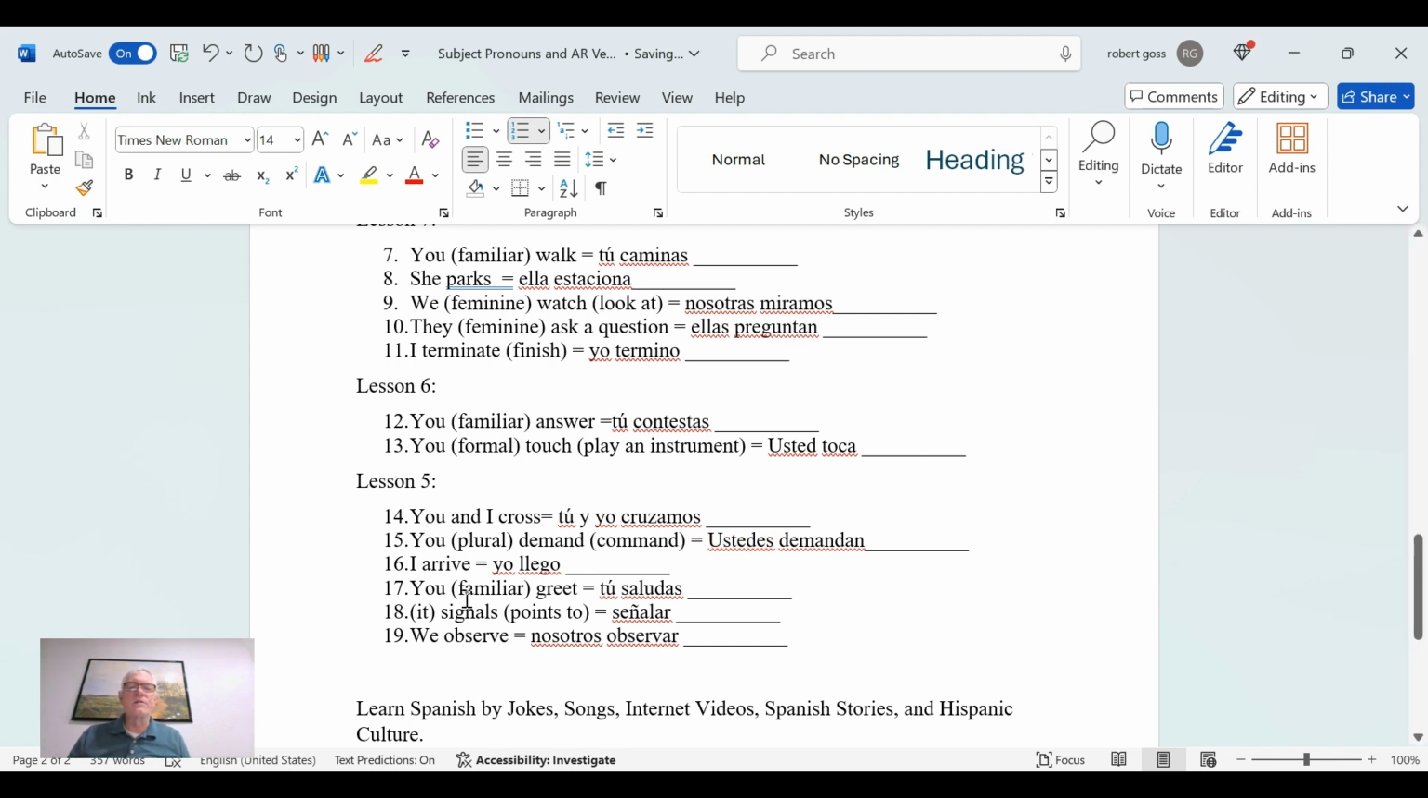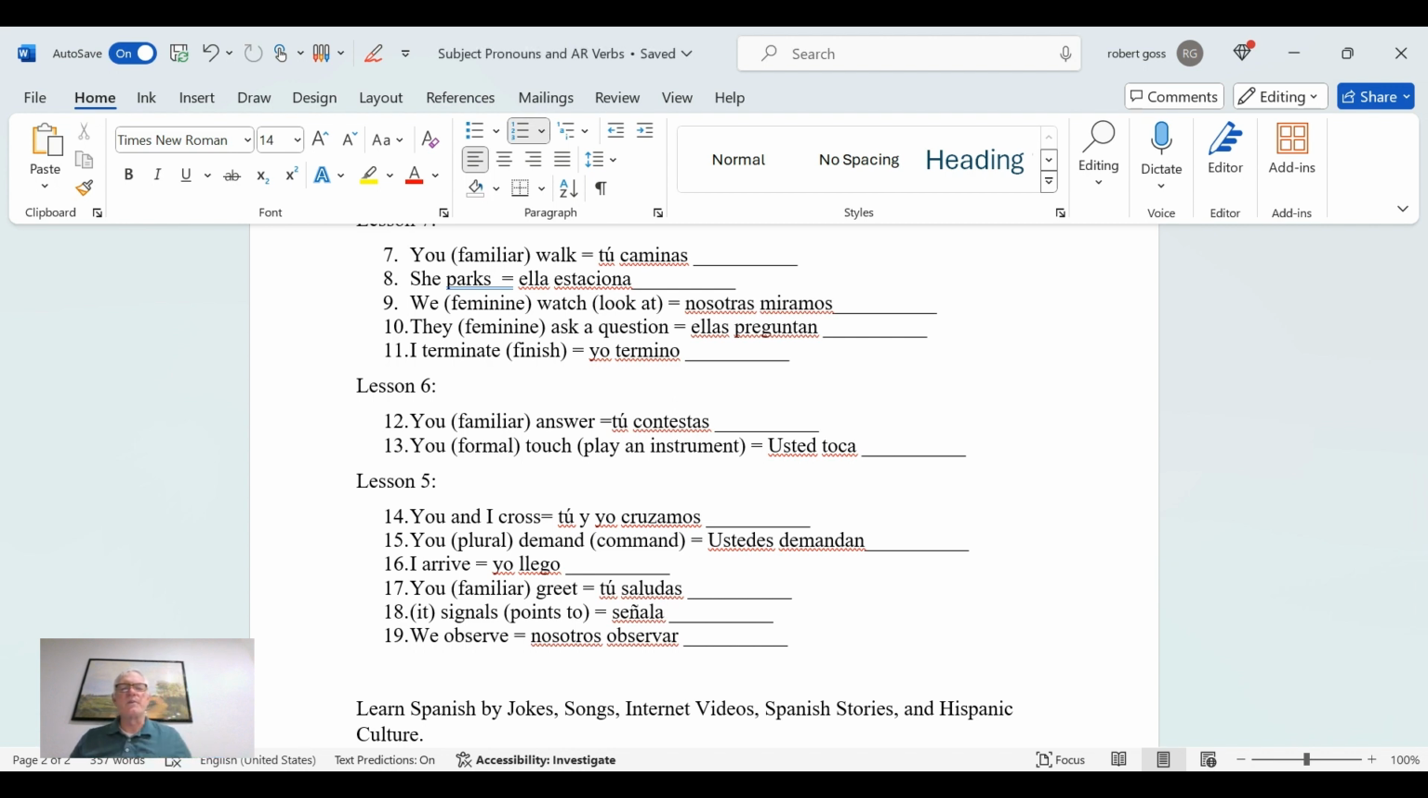18, it signals or it points to. Well, that would be señalar. We don't have a word for it. And so to just do it, we're just going to cross off the AR and we would put the ending that means it, and that would just be an A, señala.